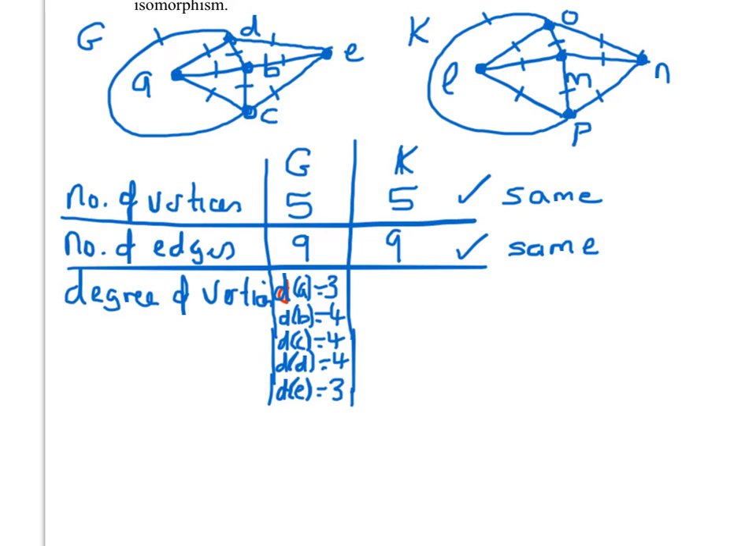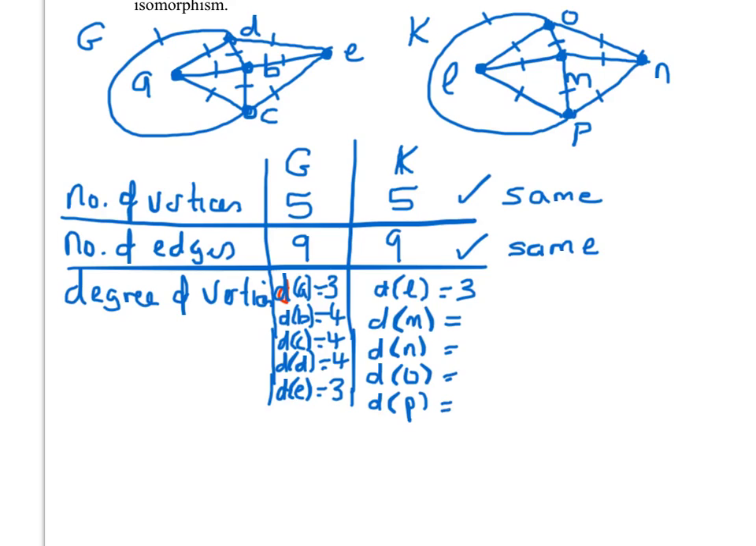Okay. If we do the same for graph K, we find that the degree of L is equal to 3, the degree of M, the degree of N, the degree of O, and the degree of P is equal to.